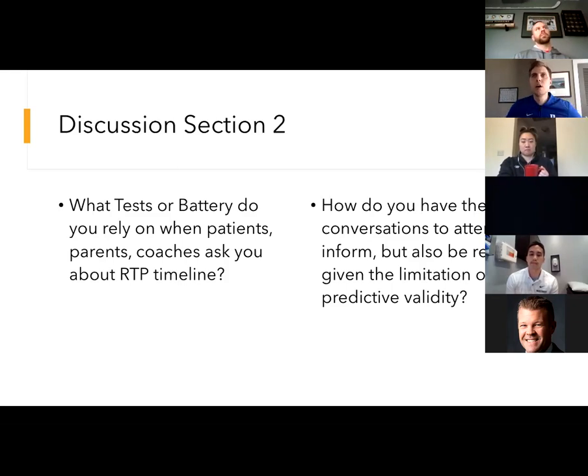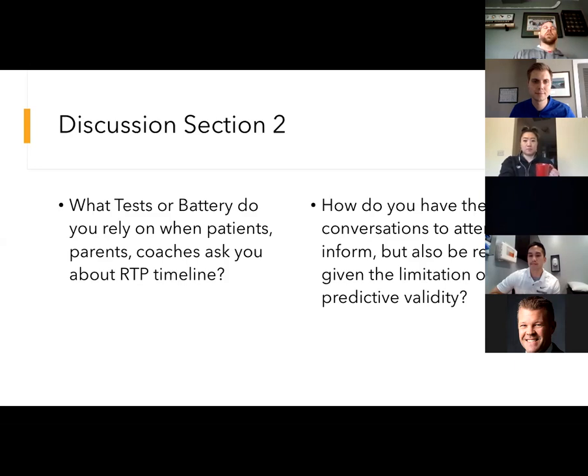But I always err on the side of caution, always give that range. Like if I was pretty confident that I saw something that I thought would get back in 6 weeks, I would say it's probably going to be 6 to 8 weeks. Just give yourself kind of a buffer. I would err on the side of caution.